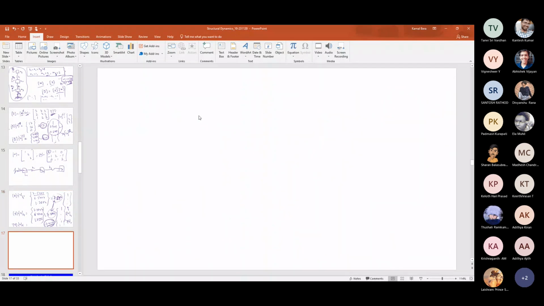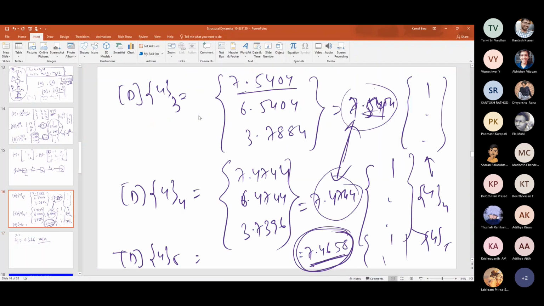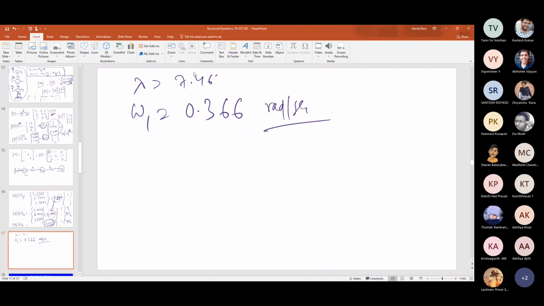Point 366. Yes, 0.366, right? Yes, sir. You see how beautiful it is. So lambda, you got 7.4658. And then you got omega. And that is what you obtain, right?